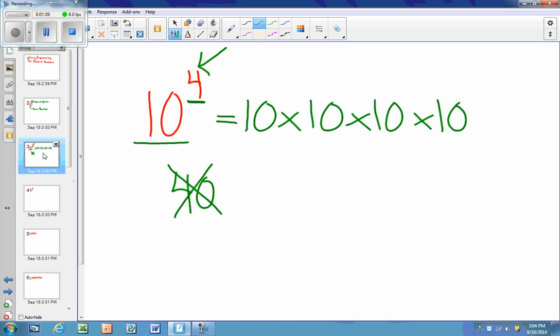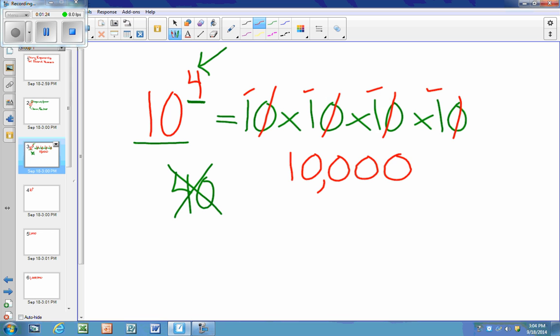And to figure out what that equals, we can use our zero trick. We cross out our zeros. We do 1 times 1 times 1 times 1, and that's 1. We put all our other zeros back in. There were 4 zeros. So 10 to the fourth power equals 10 times 10 times 10 times 10, or it equals 10,000. They're all the same value.